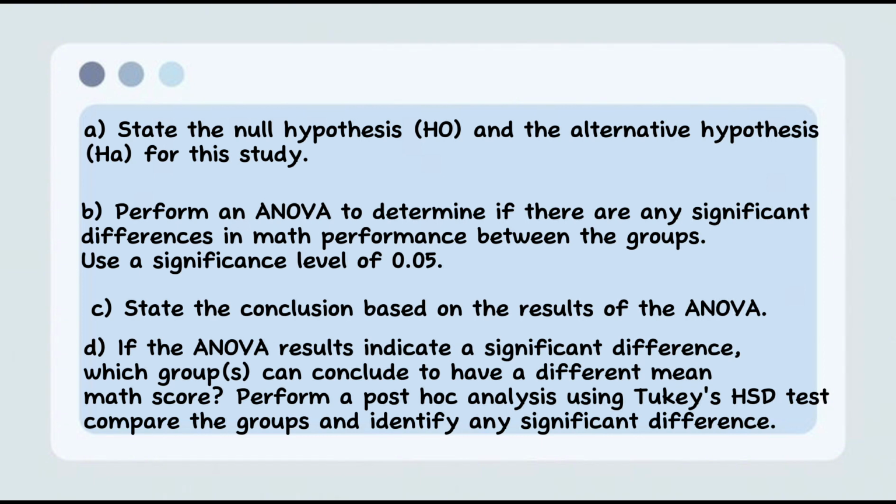Question A. State the null hypothesis H0 and the alternative hypothesis HA for this study. B. Perform an ANOVA to determine if there are any significant differences in math performance between the groups. Use a significance level of 0.05. C. State the conclusion based on the result of the ANOVA. D. If the ANOVA result indicates a significant difference, which groups can you conclude to have a different mean math score? Perform a post hoc analysis using Tukey's HSD test, compare the groups, and identify any significant differences.